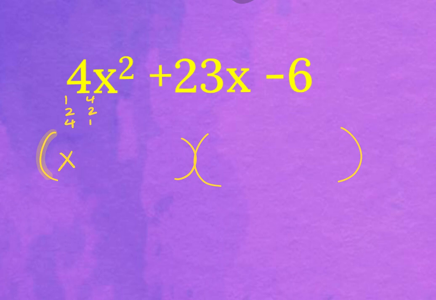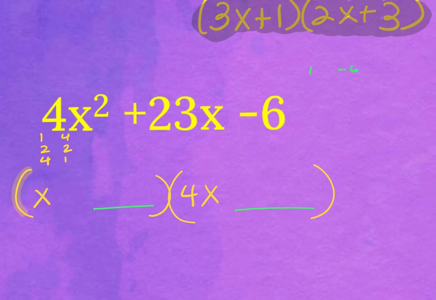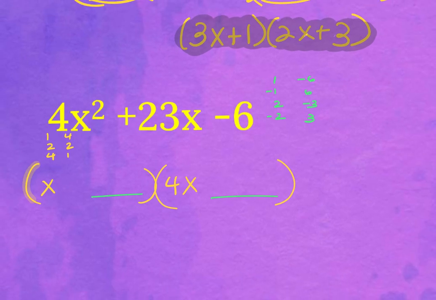And I get x and then 4x. And then the second spot is going to come from the factors of negative 6. So you've got 1 and negative 6, negative 1 and 6, 2 and negative 3, negative 2 and 3. And then really you could reverse them all so that it would be negative 6 and 1, 6 and negative 1, negative 3 and 2, and 3 and negative 2. And then we want to try them one at a time.